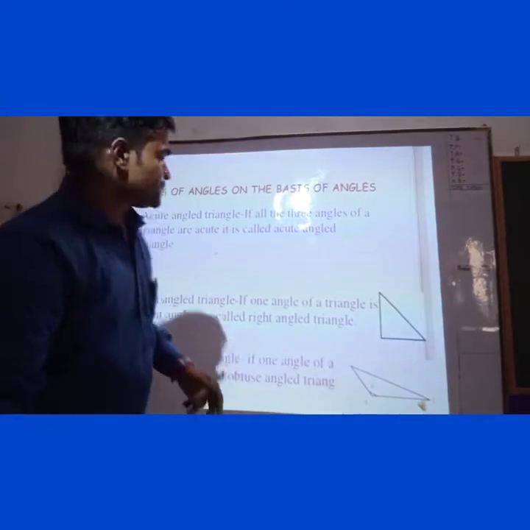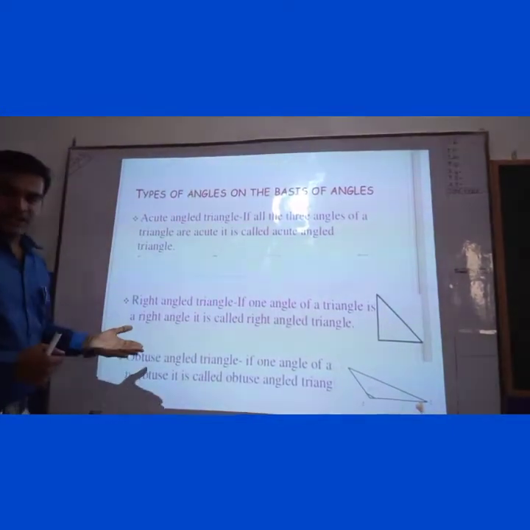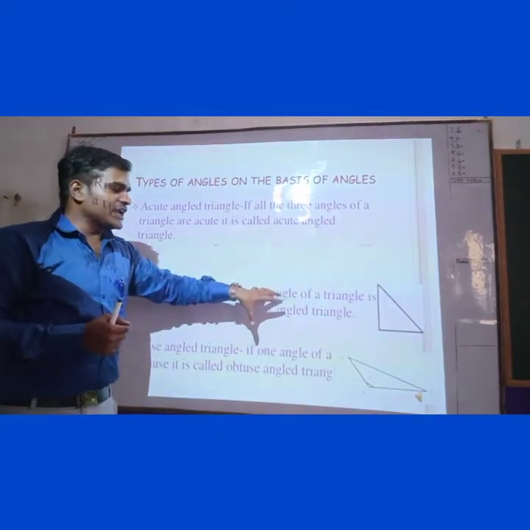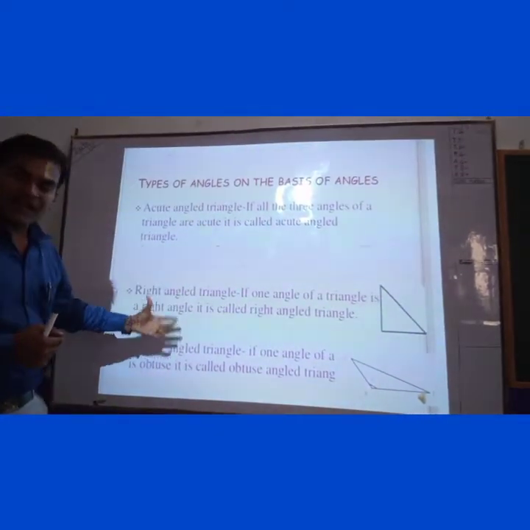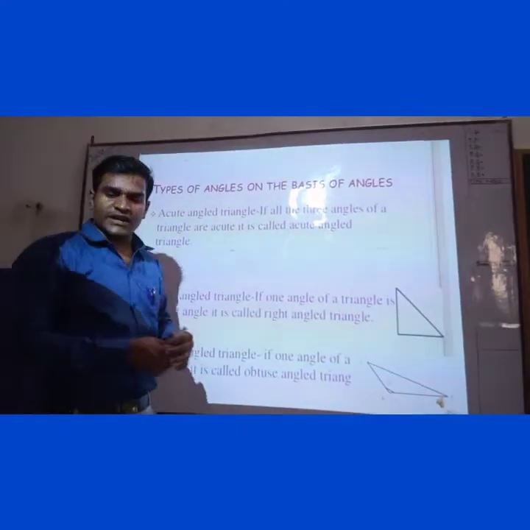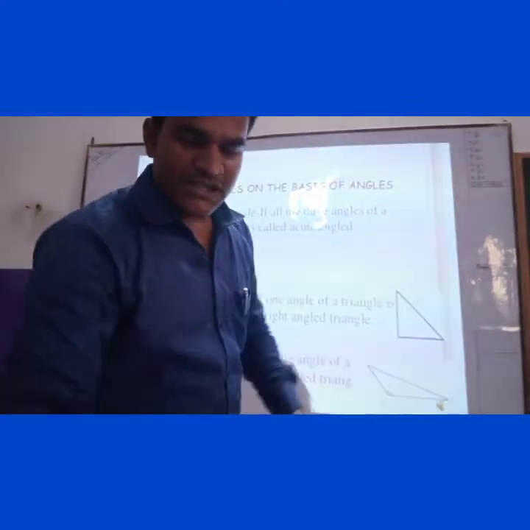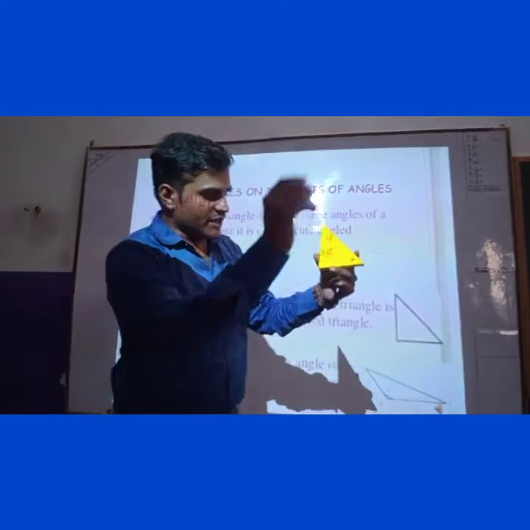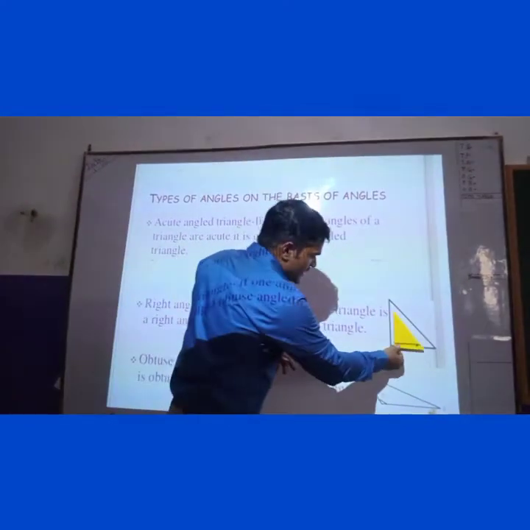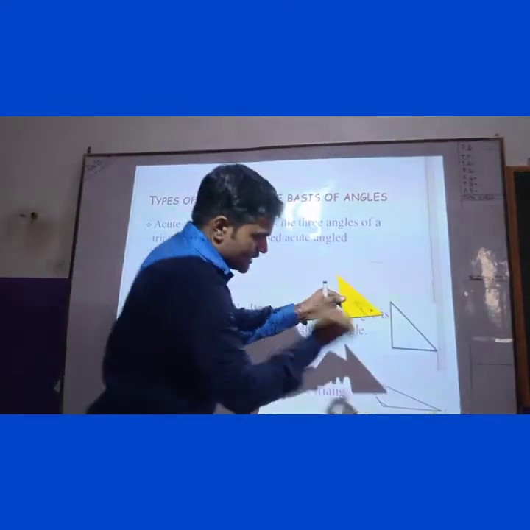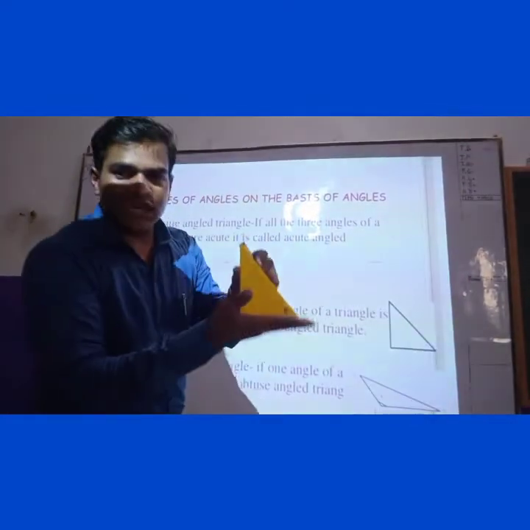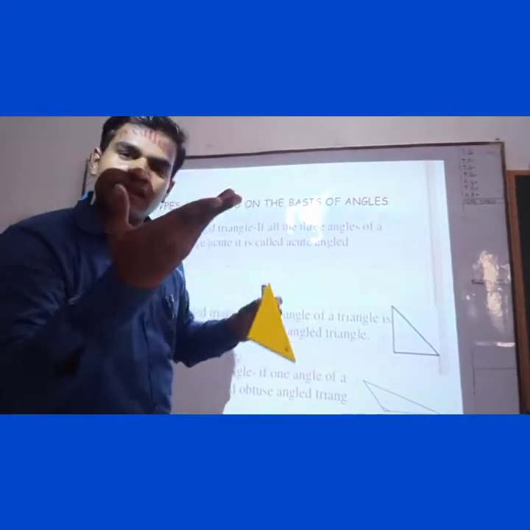And second, the right angle triangle. If one angle of a triangle is a right angle, meaning 90 degrees, then it is called a right angle triangle. So this is the example of a right angle triangle. Here children, this angle is 90 degrees, and the rest 2 angles are acute angles.